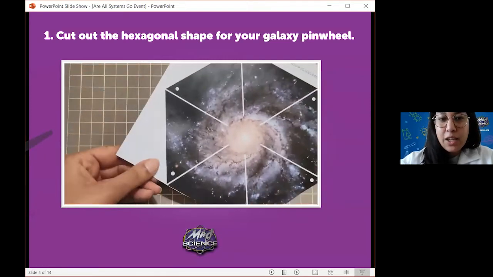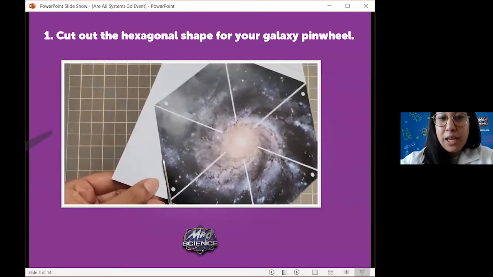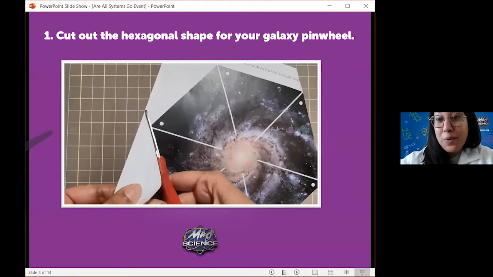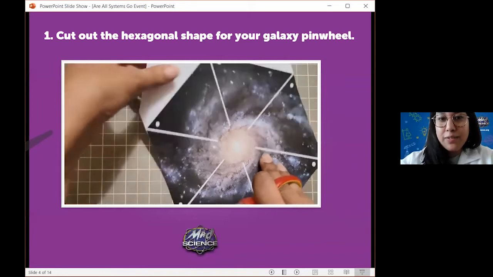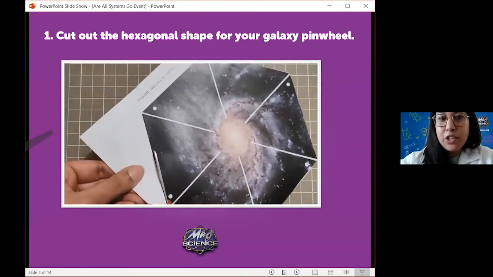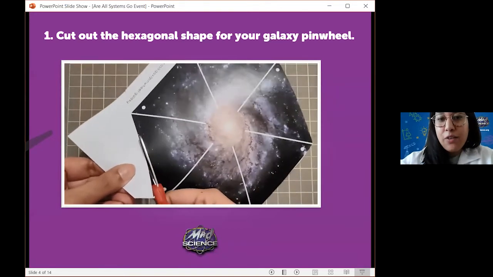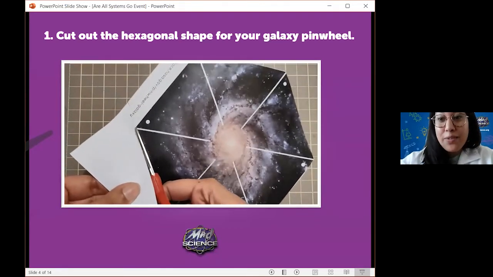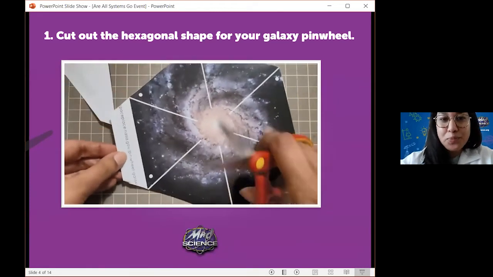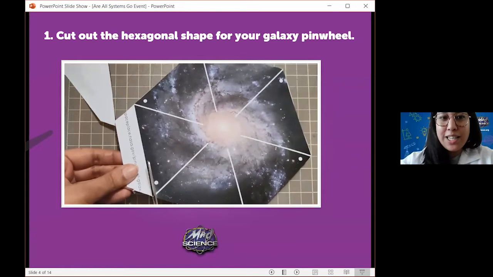Now this galaxy that you're looking at is actually called the Pinwheel Galaxy. So it makes sense that we're making a pinwheel out of the Pinwheel Galaxy. And this galaxy is located in the Ursa Major constellation. If you know what the common name is for Ursa Major, you could type it into the Q&A below. I'll give you the answer in the second step.